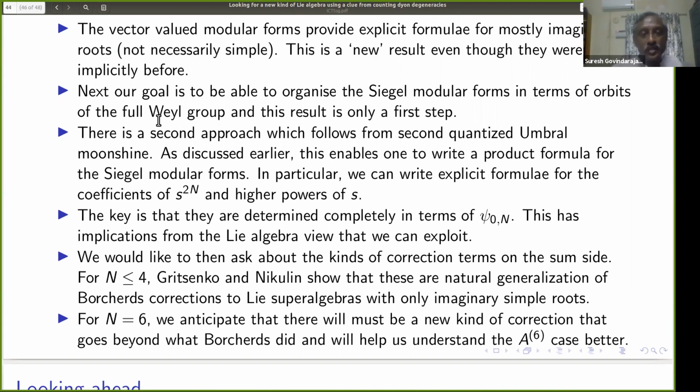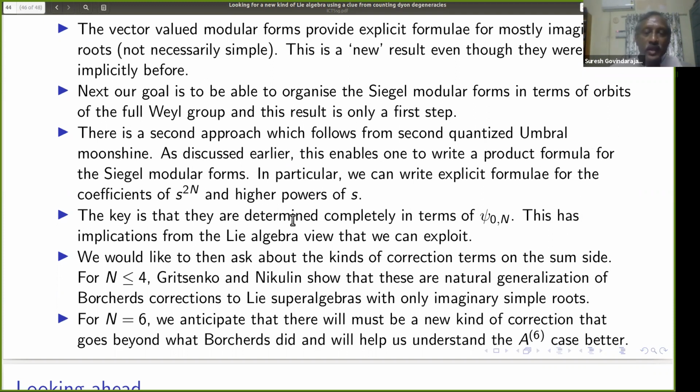But there's a second approach which follows from second quantized umbral moonshine. And I don't know if this exists only in my head, but this enables one to write product formulae for the Siegel modular forms. And so at least for the so-called A series of the umbral moonshine, Sutapa, my student, and I actually wrote out the product formulae for these things.